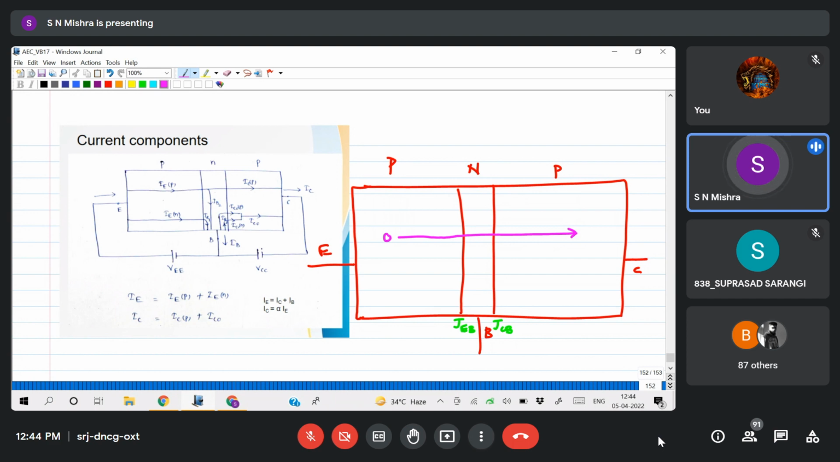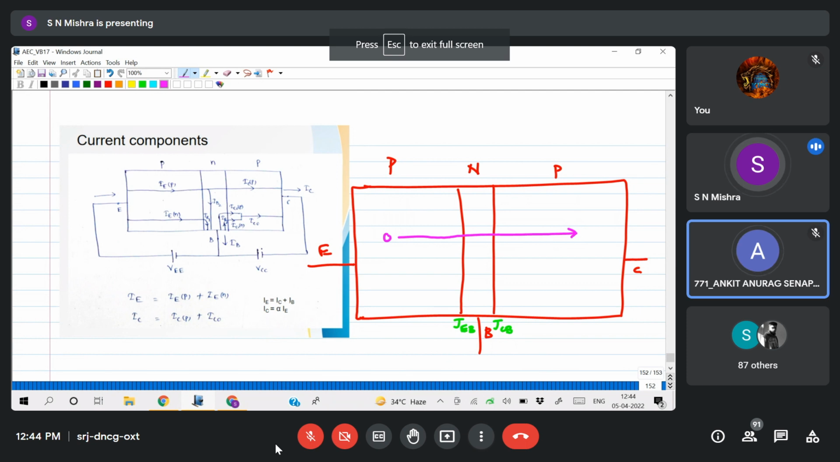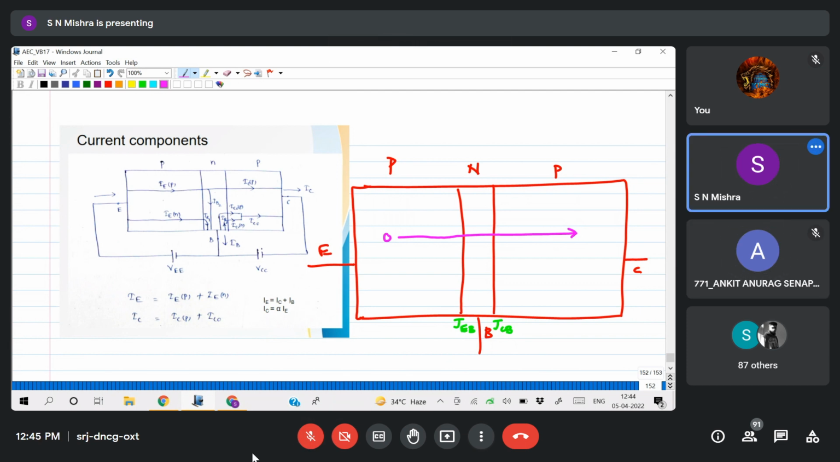Why is it taking so much time, do you understand or not? Is a hole a positive charge or a negative charge? I want to push the holes to the right side, so which potential should I connect here, plus or minus? Plus. Why are you taking so much time? So if I connect positive potential here, then I can push the holes towards the right side. That's why I'll connect positive voltage with respect to the base.